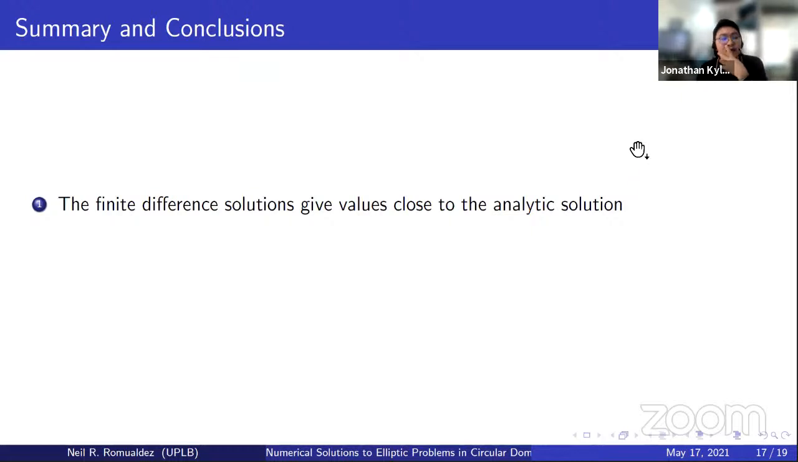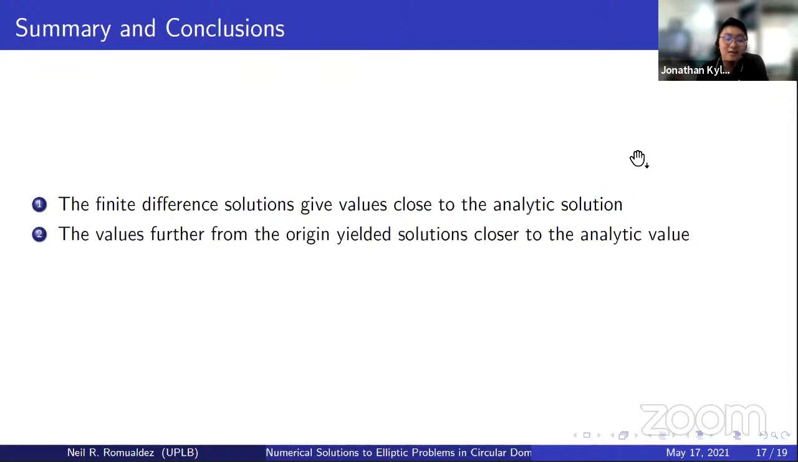So his summary and conclusions are that the finite difference solution gives relatively close values to the analytic solution. I believe his highest average absolute error was 0.5, so still very much less than 1. And you can also see in the graph that it is very accurate, almost just one line. His values further from the origin yielded solutions closer to the analytic value. There are some exceptions to this behavior, but yes, this is the general behavior of his results.